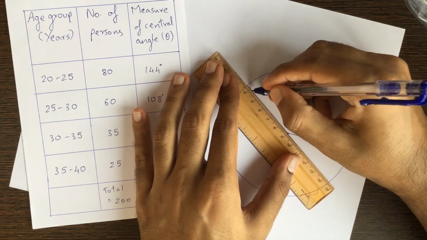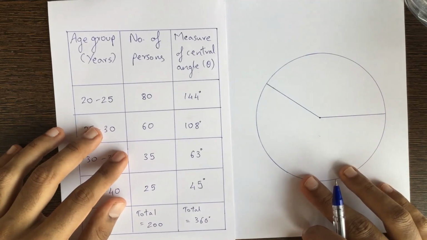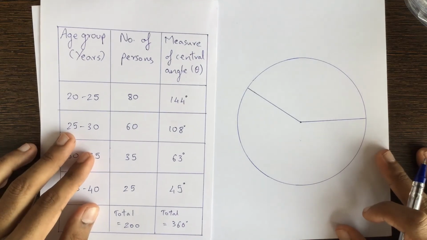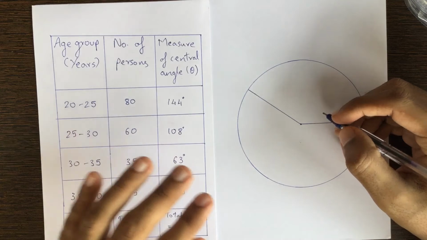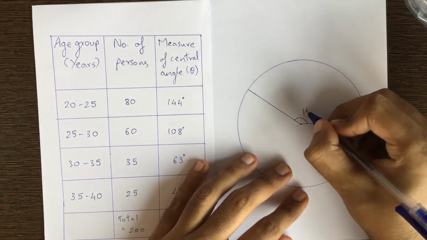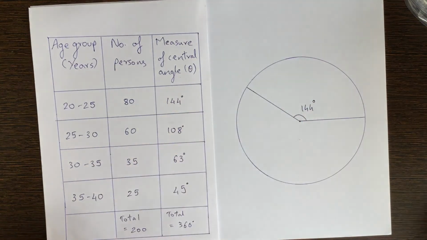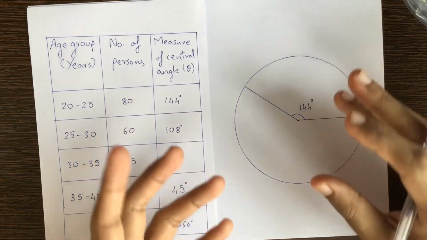And as soon as you draw the sector, make sure you are writing the angle of that particular sector, so that you don't forget it and you don't have to measure it again and again. So this is 144 angle. So let me write here, it is 144 degrees. Okay, next is 108. Now for 108, you can always twist and turn your notebooks and answer sheets, right?